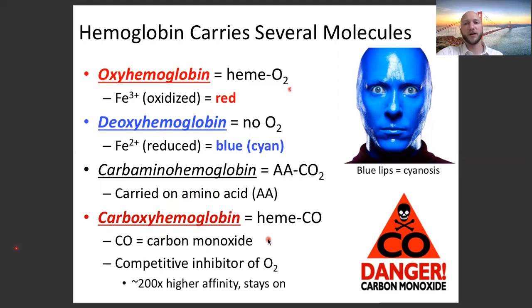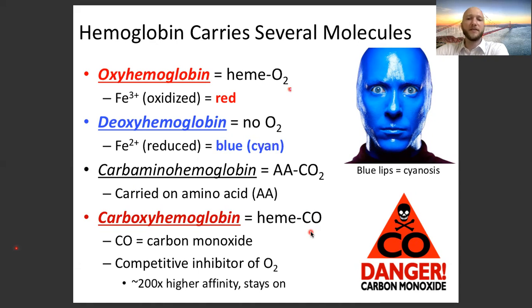It's a byproduct of combustion. So when you burn wood, carbon monoxide is produced. When you burn gas, carbon monoxide is there. So it's something that we encounter in our everyday lives. When you smoke a cigarette, it produces some carbon monoxide. You might have heard of it because homes in California are required to have carbon monoxide detectors.